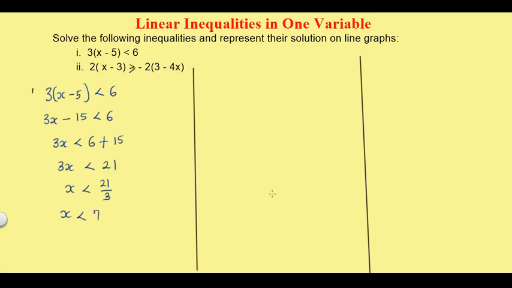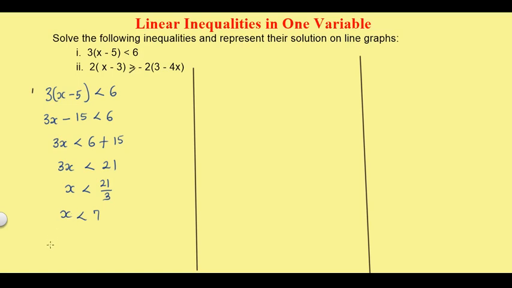What does this mean? It means the value of x that can satisfy this inequality must be less than 7, which means the value of x will be 6, 5, 4, 3, 2, 1 downward. Unlike a linear equation, where x is equal to 7 and no other value can satisfy it, in inequality the values that can satisfy this must be less than 7. So let's put this solution on a number line.